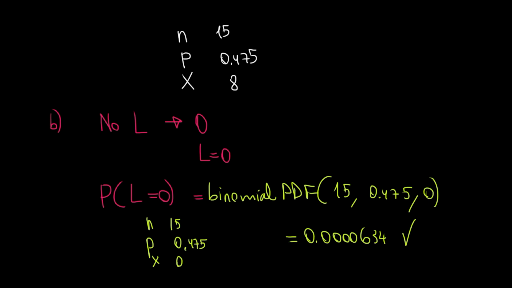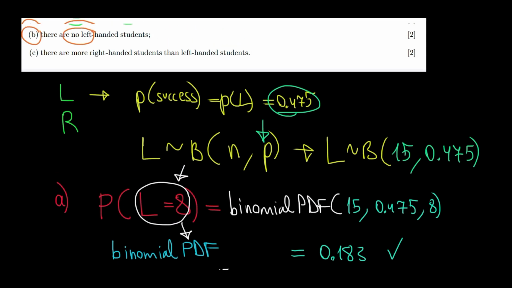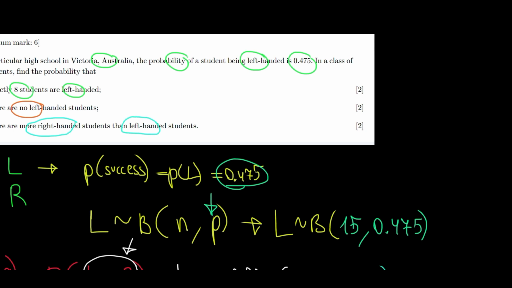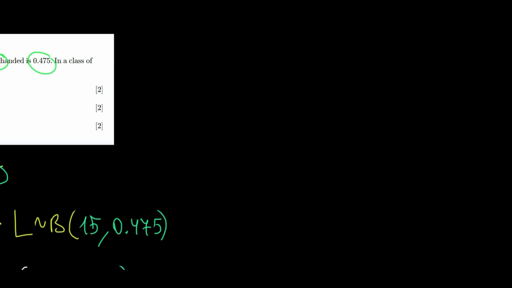And now let's have a look at question C, which is slightly more difficult. So in question C, we have the following. What is the probability that there are more right-handed students than left-handed students? Okay, I'm gonna go here and offer you guys a solution. You have right-handed students, left-handed students. Now, you have 15 students in total.